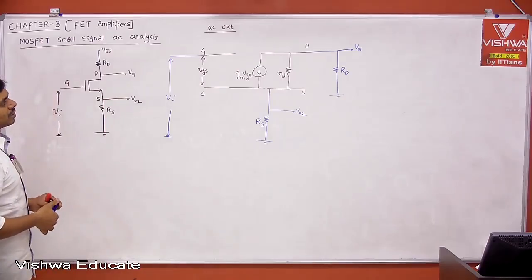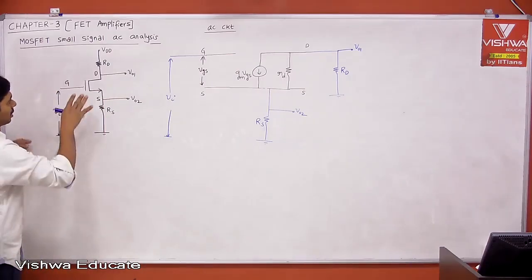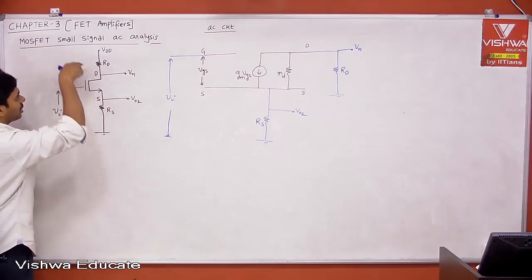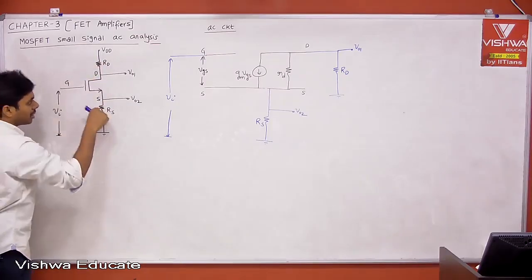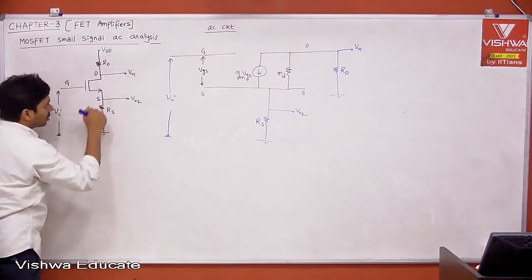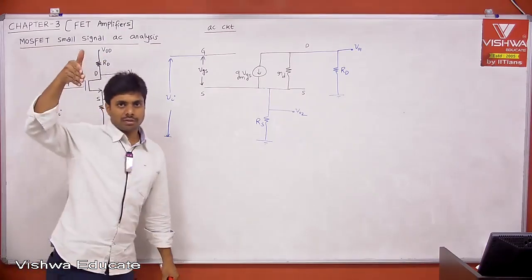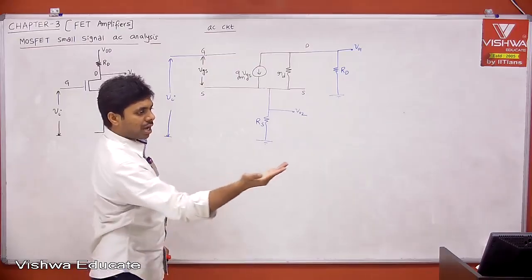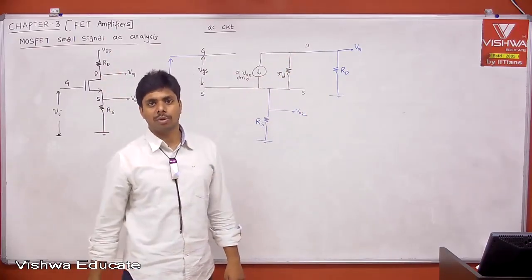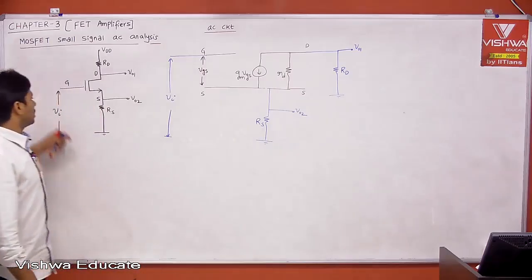One more thing: in the case of BJT, base current, collector current, and emitter current, collector current plus base current is nothing but emitter current. But in the case of MOSFET, the drain current is nothing but source current. Whatever current enters the drain flows through the channel and comes out of the source. That is your channel current from MOSFET operation. And there is no gate current.